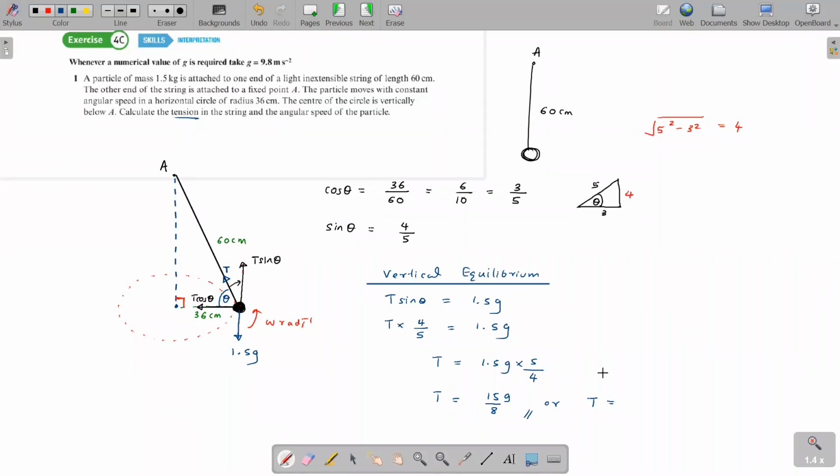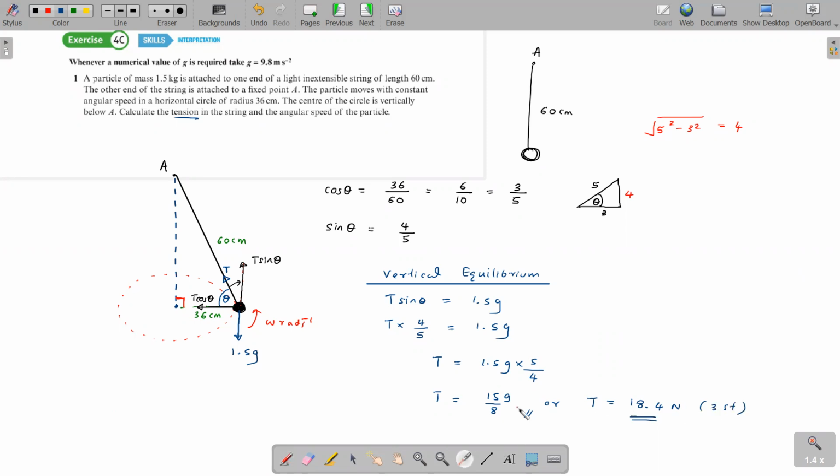Okay, so that's 18.375. But you should not keep it more than 3 SF when you're using g as 9.8. So it's 18.375, so 18.4 newtons, correct to 3 SF.